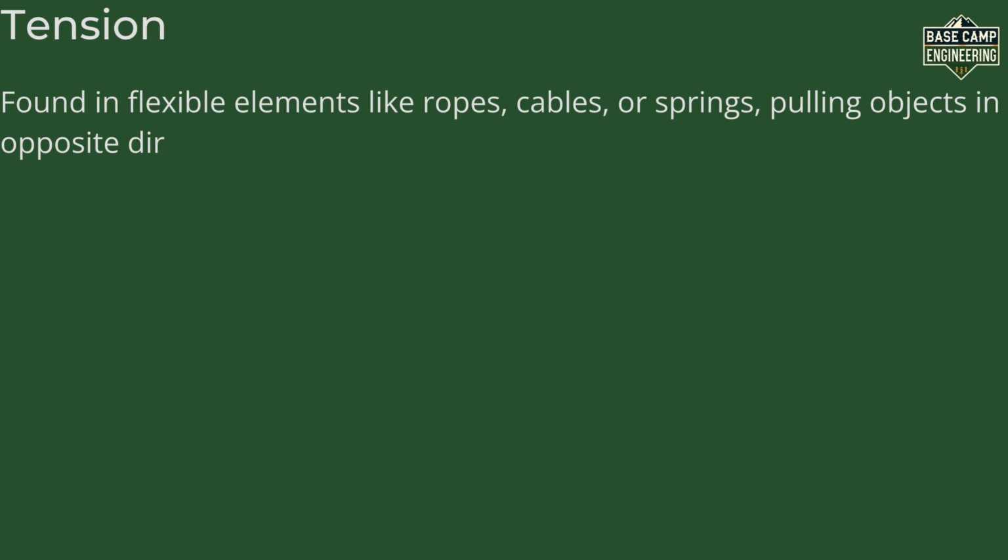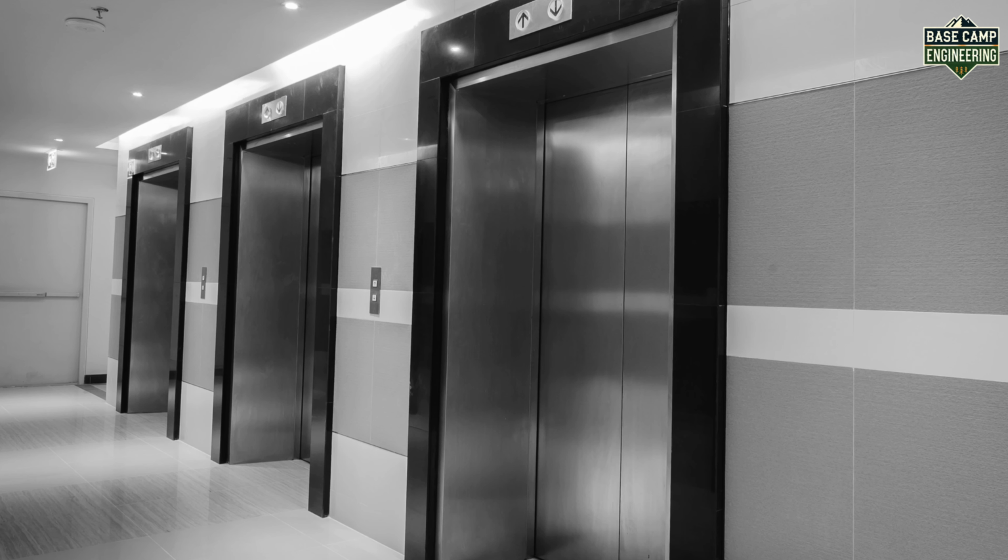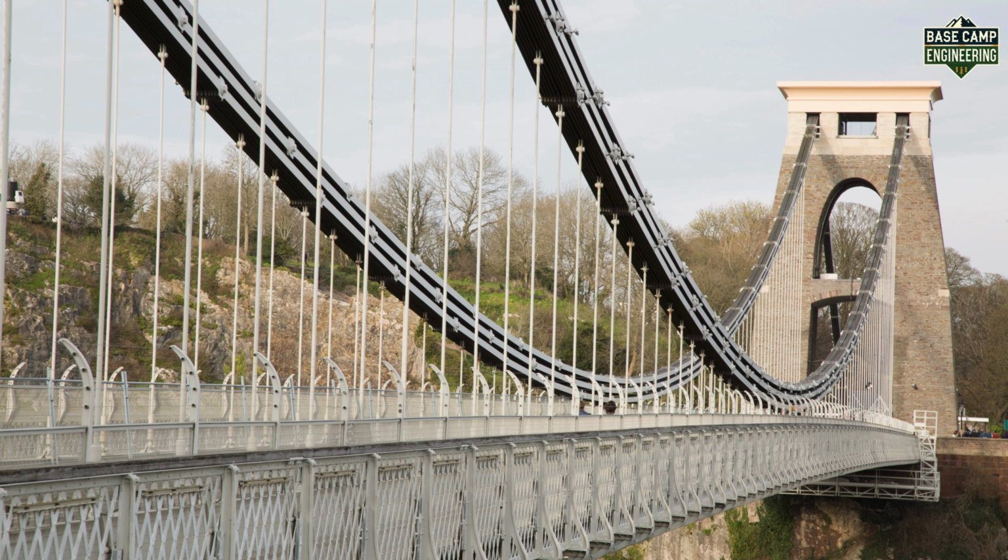Another force is tension, found in flexible elements like ropes, cables, or springs, pulling objects in opposite directions along the element's length. For our 20 kilogram hanging weight, the steel cable exerts an upward tension force of 196 newtons to balance gravity, ensuring static equilibrium. Tension is vital in systems like cranes, elevators, or suspension bridges, where cables must withstand significant loads without failure.